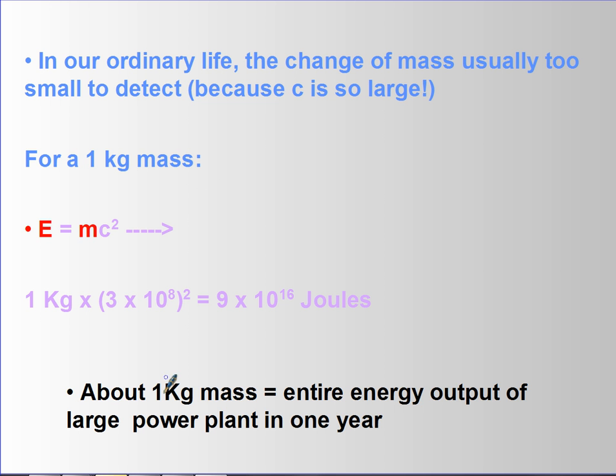Let's look at what happens when you have a 1 kilogram mass. All right, how much energy is in a 1 kilogram mass? Well, m is 1 kilogram. c is 3 times 10 to the 8th meters per second, and c squared means you have to square this. So this is 9 times 10 to the 16 joules. Let's think about this. A 1 kilogram mass gives you enough energy for the energy output of a large power plant for 1 year. So a 1 kilogram mass can power a large power plant for an entire year.